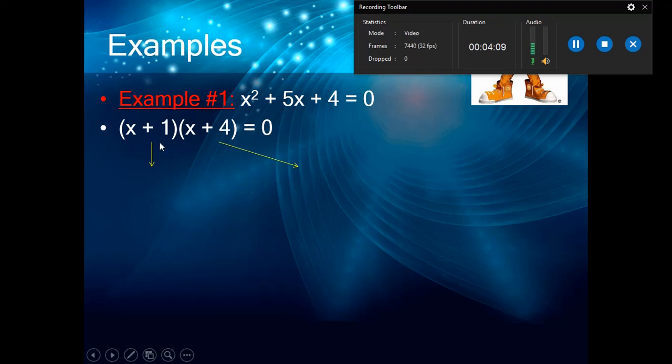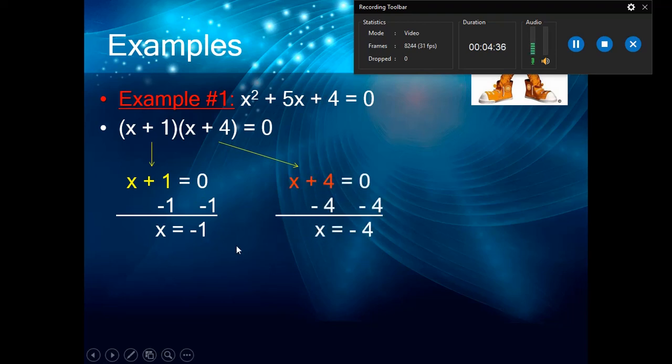I'm going to take the first binomial, x plus 1, and set that equal to 0. We'll subtract 1 from each side, and one of our solutions lies at x equals -1. If I sub -1 into the original function, I will get a +1 in the first term, a -5 in the second term, which is -4, and then +4 equals 0. So this first one does work.